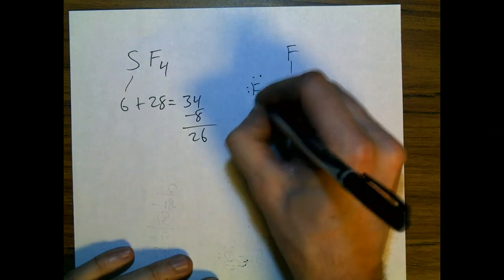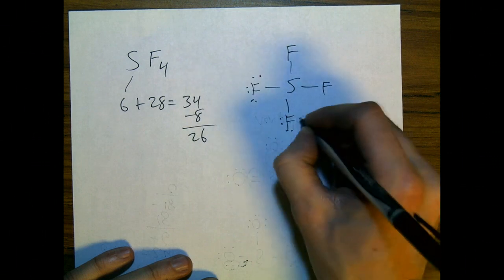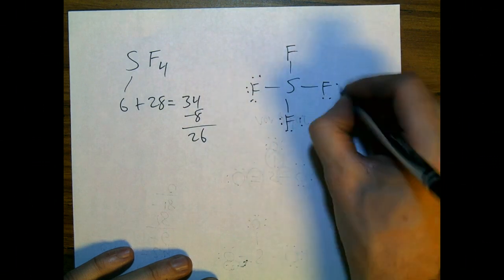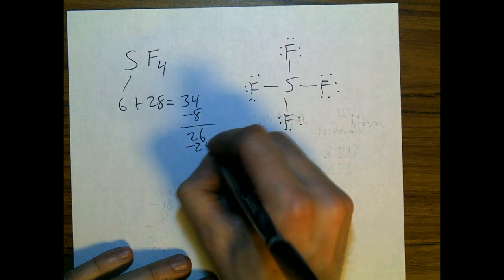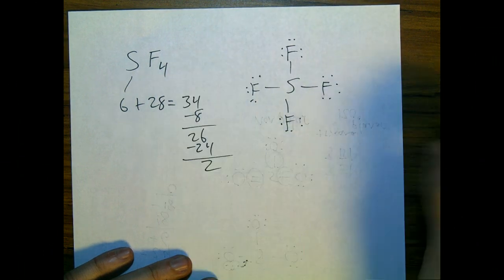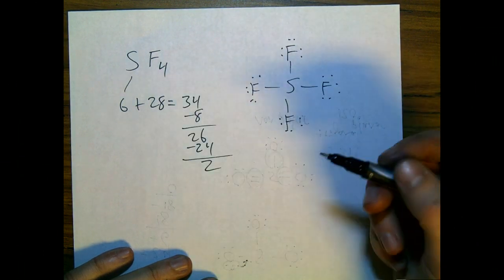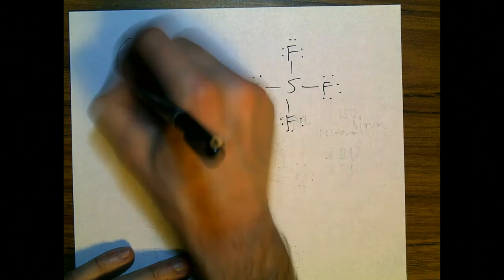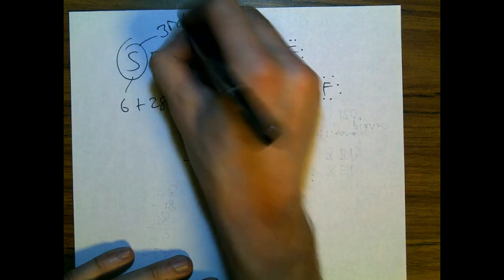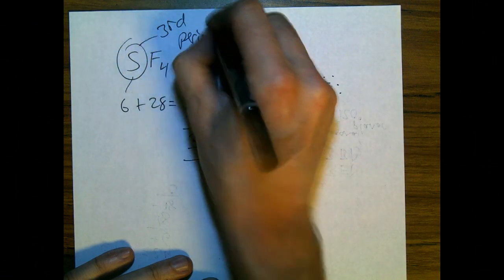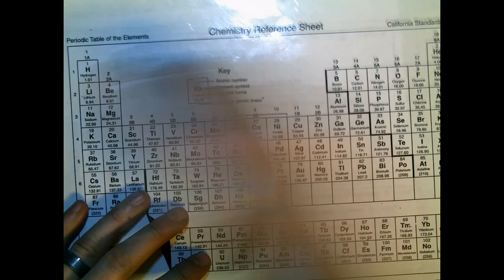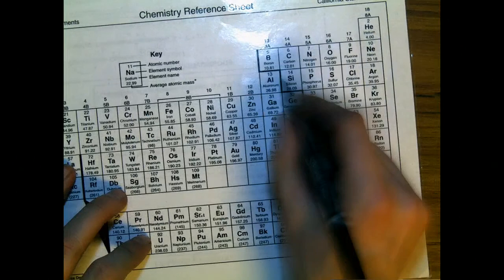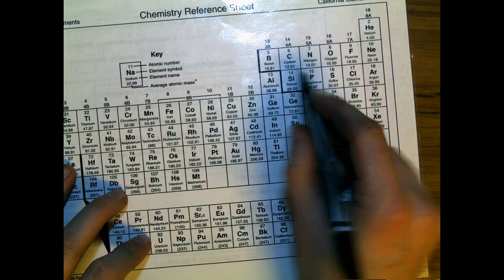2, 4, 6, 8, 10, 12, 14, 16, 18, 20, 22, 24. So I've used 24 of my 26, but I still have 2 left. So when you're in a situation where your center atom, this one, is in the 3rd period of the periodic table or lower, and if you don't know what a period is, remember periods are the rows of the periodic table, and this would be the 3rd period for our nonmetals that are covalently bonding right here.